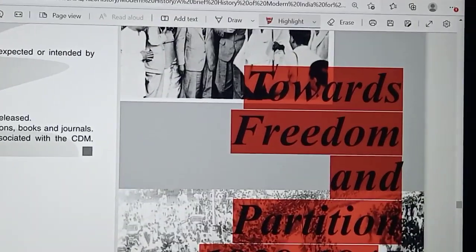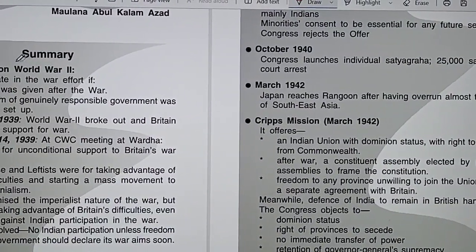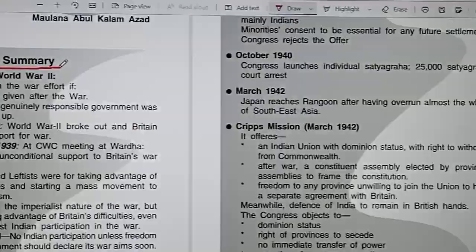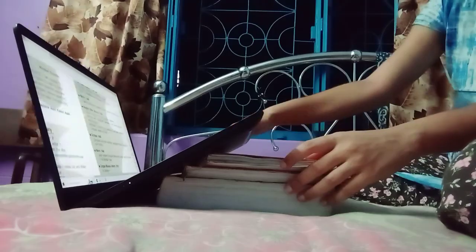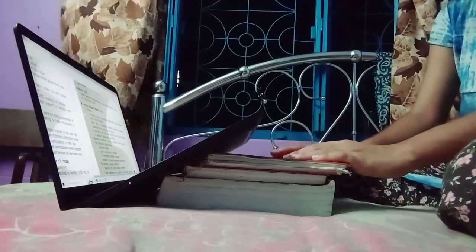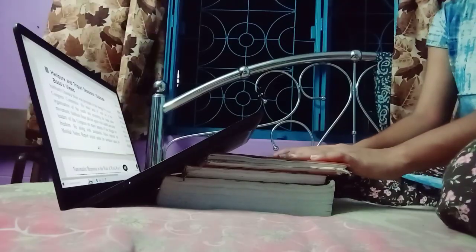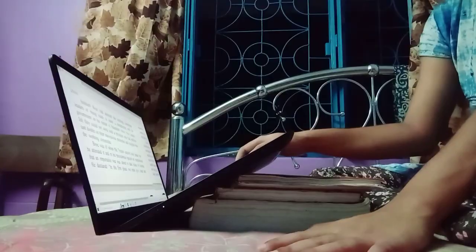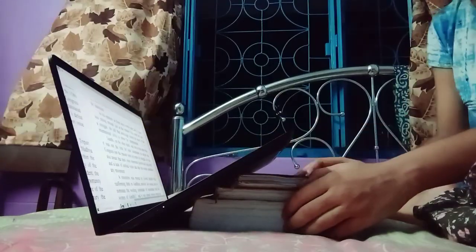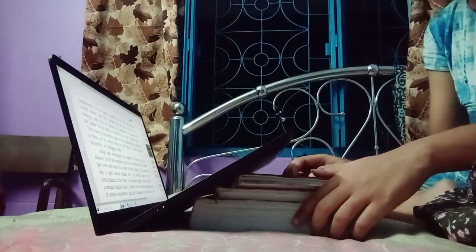And here comes the most awaited and most prepared chapter of mine, towards freedom and partition, because these chapters do not require that much effort to memorize for myself, because I think these are the most realistic chapters of history, towards freedom and partition. After that, the present moments and these chapters. So I can complete these chapters within 45 or 50 minutes. So let's complete this.